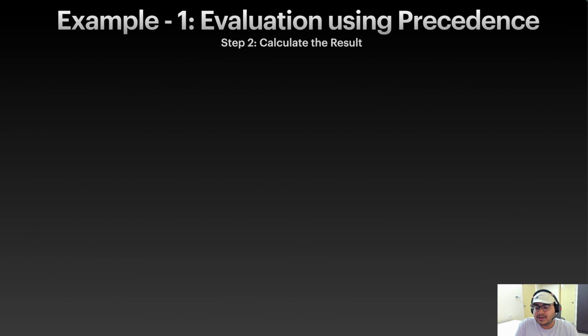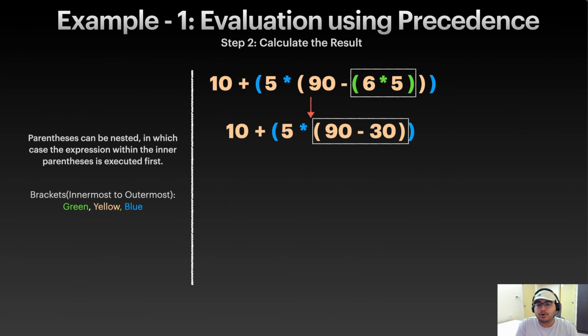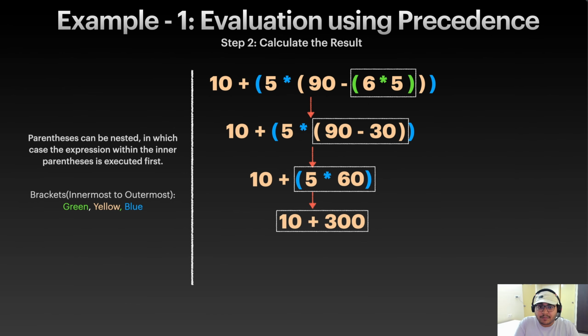Step 2 is to solve the brackets. Parentheses or brackets can be nested, in which case the expression with the innermost parenthesis is solved first, and then we go in the outward direction. So first solve the innermost bracket, that is 6 multiplied by 5, which gives 30, followed by yellow brackets, that is 90 minus 30, which gives 60, followed by the outermost blue brackets, that is 5 multiplied by 60, which gives 300. And at last, the remaining addition operation is performed between 10 and 300, which returns 310 with int data type as the final answer.